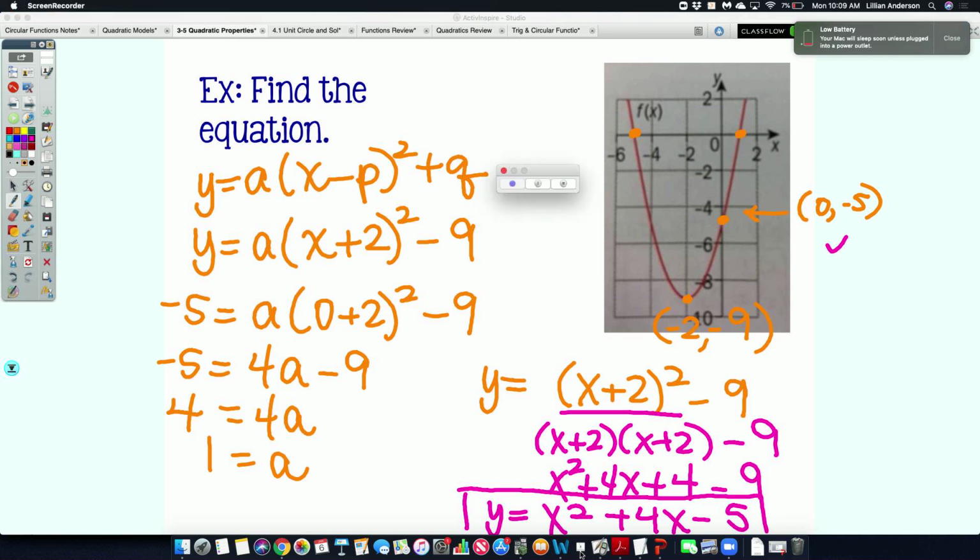And that's how you use your properties to write equations of quadratics, sketch them, as well as using a general equation to pull out all that information.